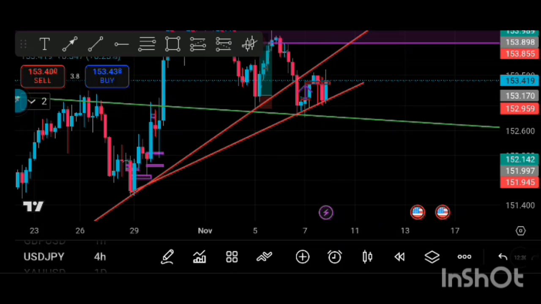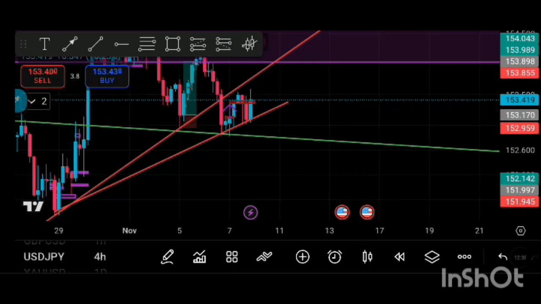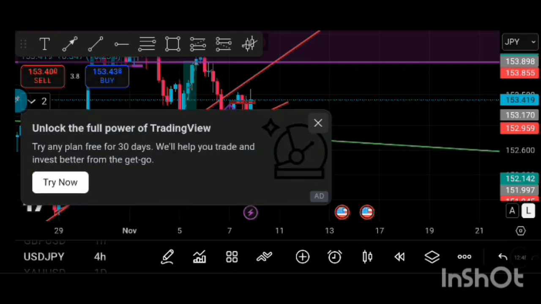So USDJPY respects trend lines quite nicely if you know how to identify them. So I can also put that in a separate video, hopefully if you give support on the channel.